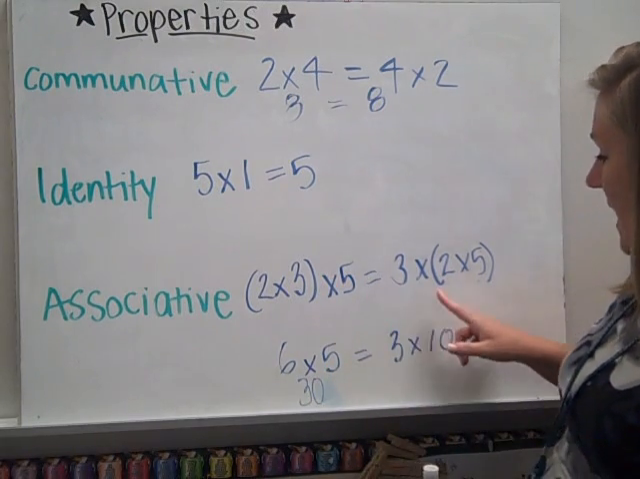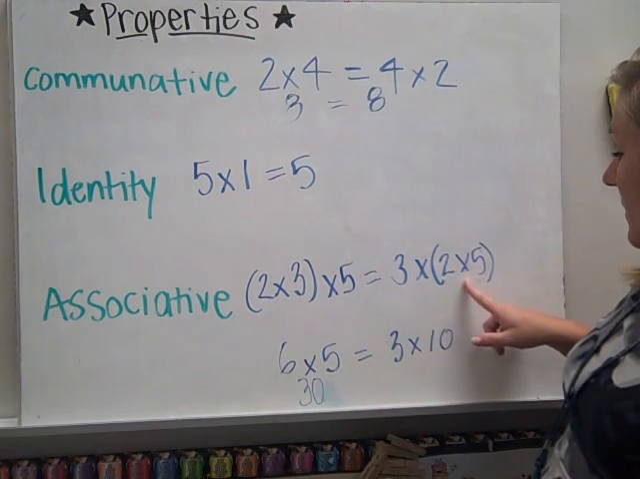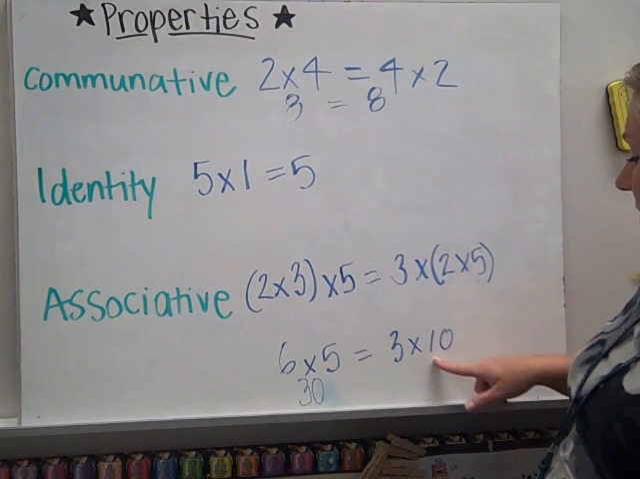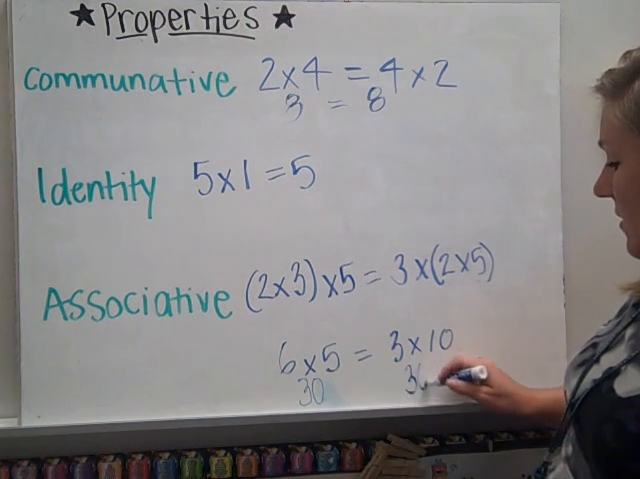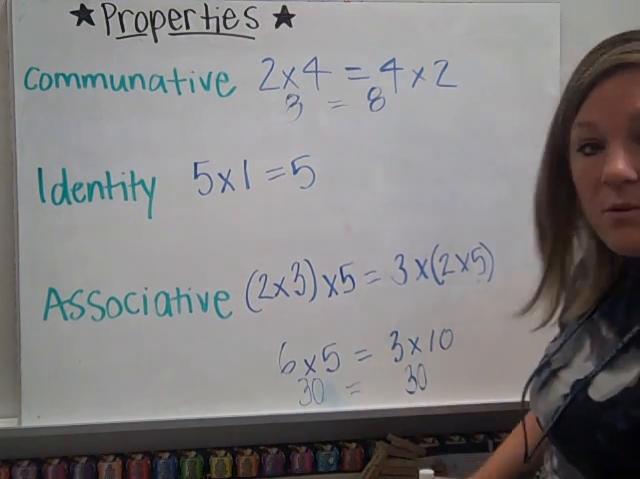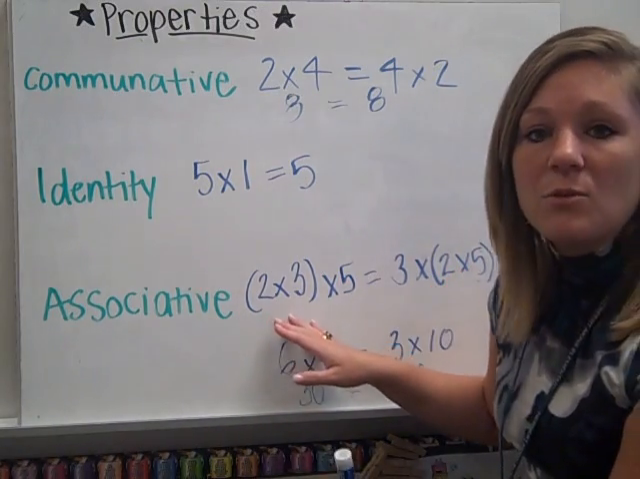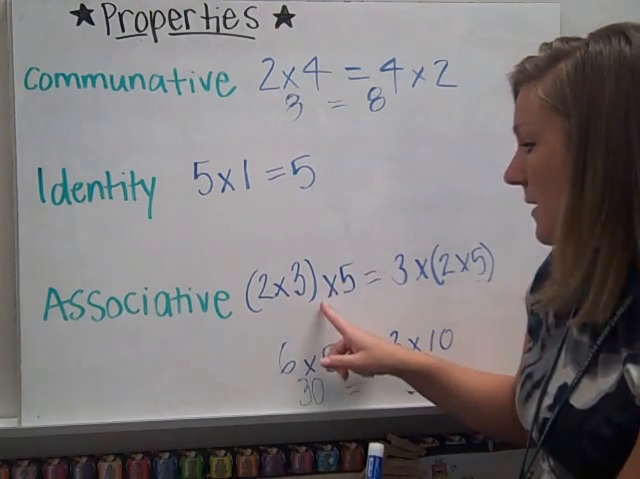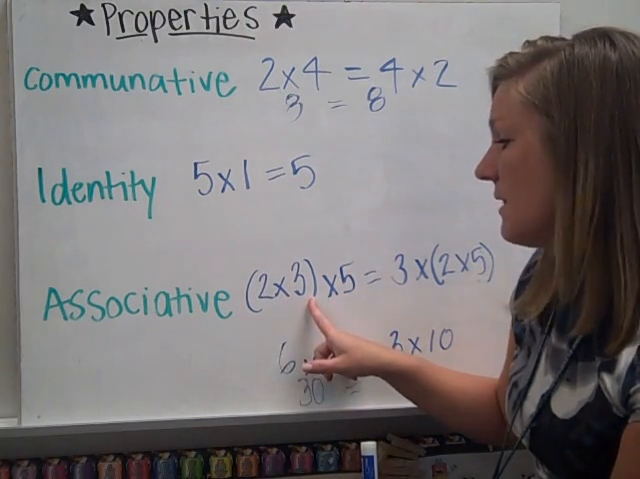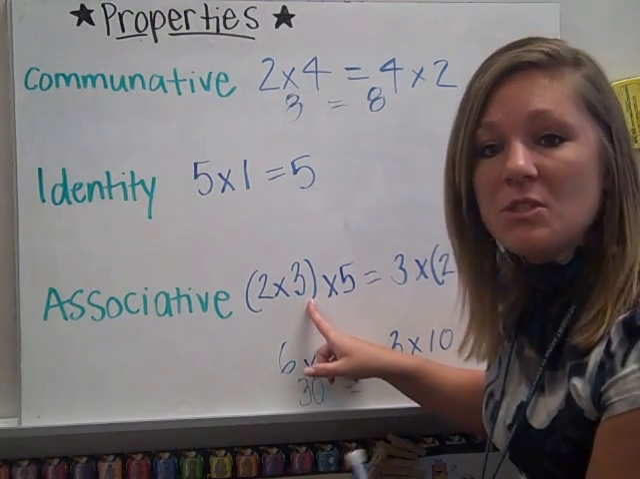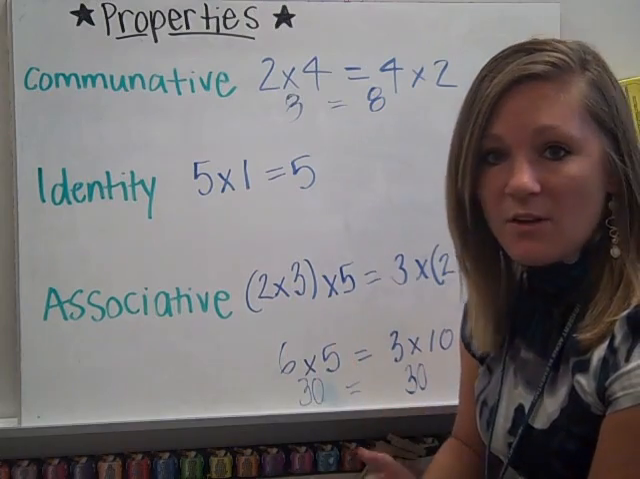Okay, and if I do this side, I have to do the parentheses first. This is the key. If I do the parentheses first, 2 times 5 is 10. Bring down the 3. 3 times 10 is also 30. So 30 is equal to 30. Okay, so know that the associative property, as long as you use these same 3 numbers, it does not matter the order of them as long as you use parentheses. And when you go to solve this kind of problem, you have to do the parentheses first. Okay?